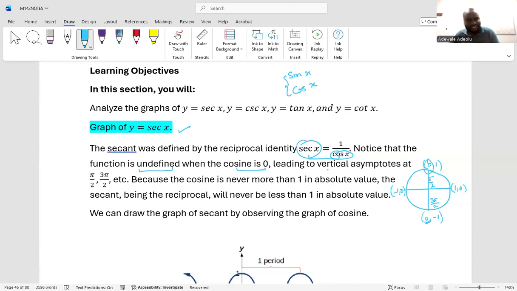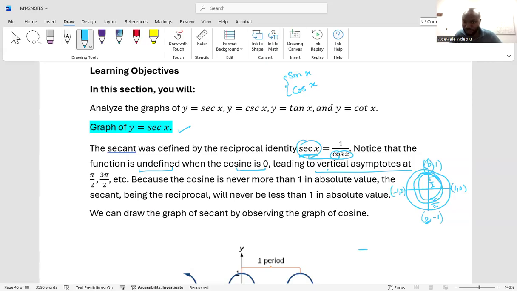And you can guess that if we keep going that way, when it comes back here, it is 0 again, and we can keep going that way. Okay, so what that means is that secant of angle will have vertical asymptotes at those angles, because the cosine is never more than 1 in absolute value.